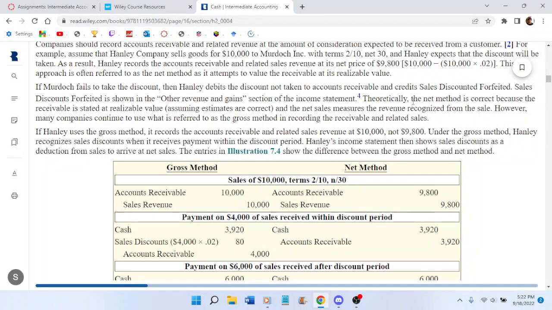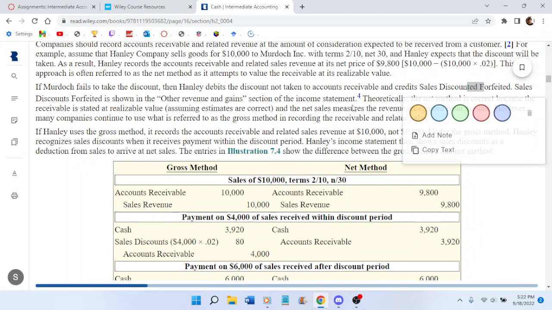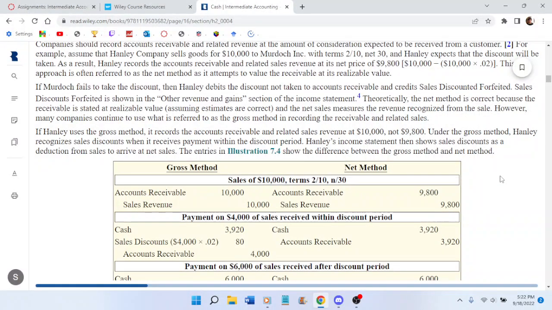Sales discounts forfeited. Yes, look! They literally said it again in the next word. It is shown in the other revenues and gains section of the income statement. Yeah. Oh, wow. Okay. Theoretically, the net method is correct because the receivable stays at realizable value, assuming estimates are correct, and the net sales measures the revenue recognized from the sale. However, many companies continue to use what is referred to as the gross method.